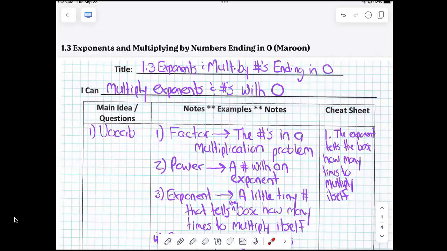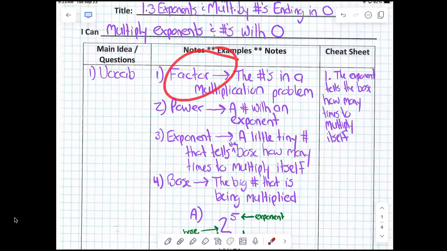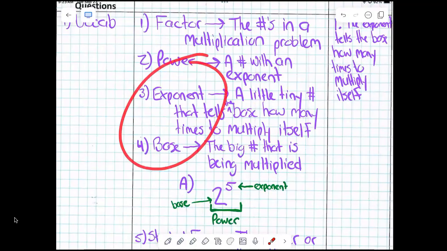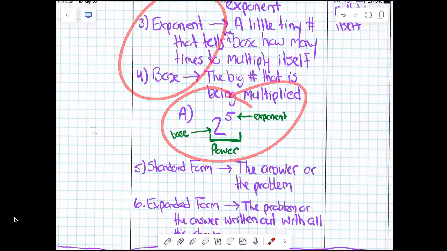Today we finished exponents and multiplying by numbers ending in 0. Can you multiply exponents? Yes. Can you multiply by numbers ending in 0? Yes. We already did this word. I'm going to skip it. And actually, I'm going to skip all 3 of these words and pop down here to 4a.